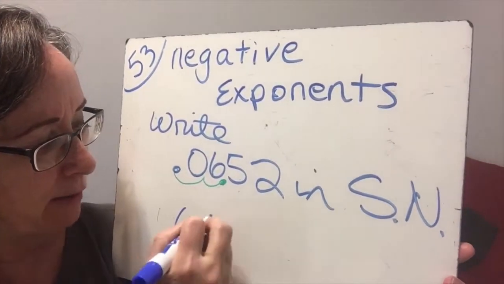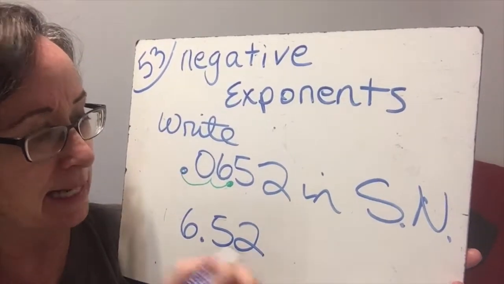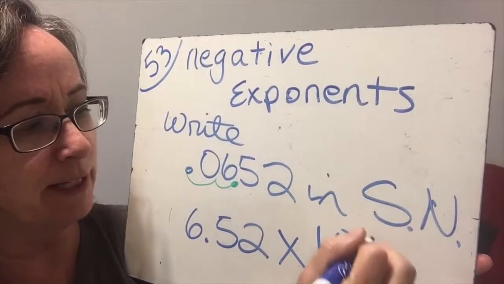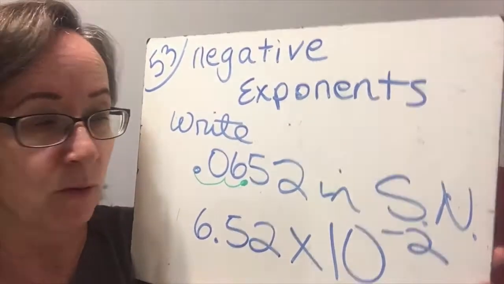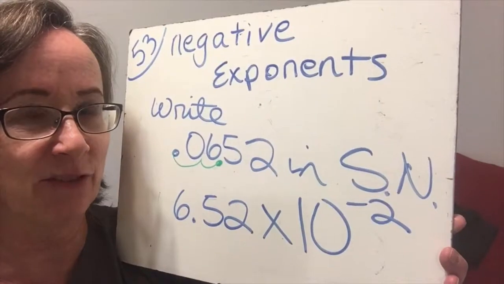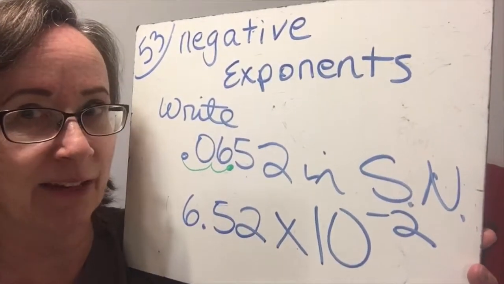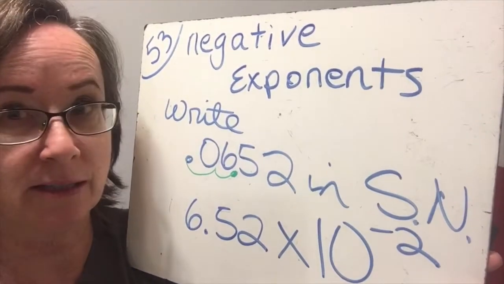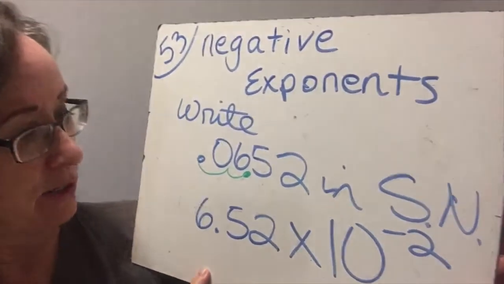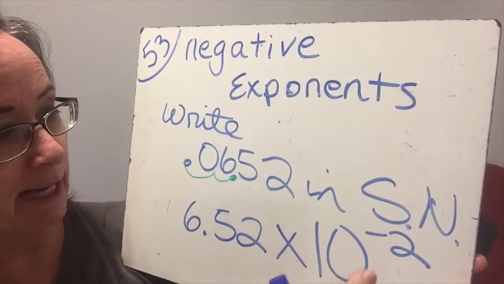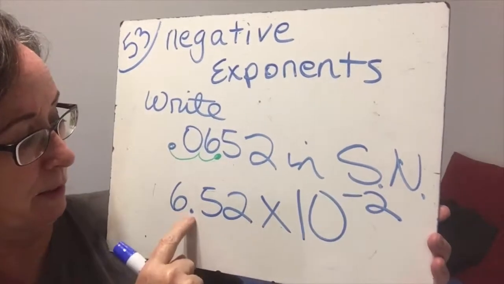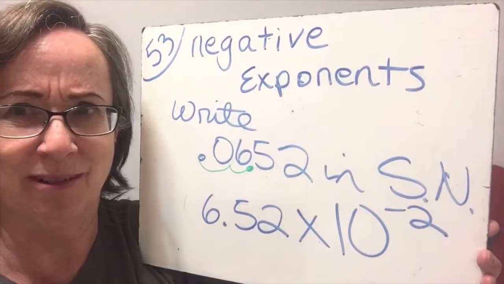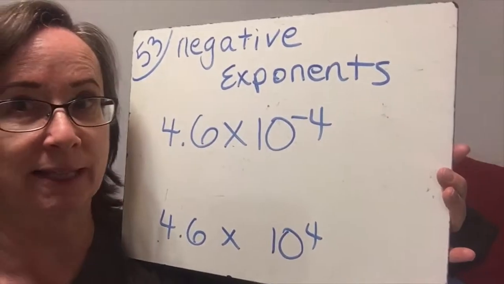So 6.52. And I moved it 2 to the right, so to get back to my original number, I will move it 2 to the left by multiplying it by 10 to the negative 2. Multiplying it by 10 to the negative 2 is really dividing it by 10 to the 2, which is dividing it by 100. So if we did this, then we would get our 2 steps backwards, which would take it back to the original number. Isn't this cool?